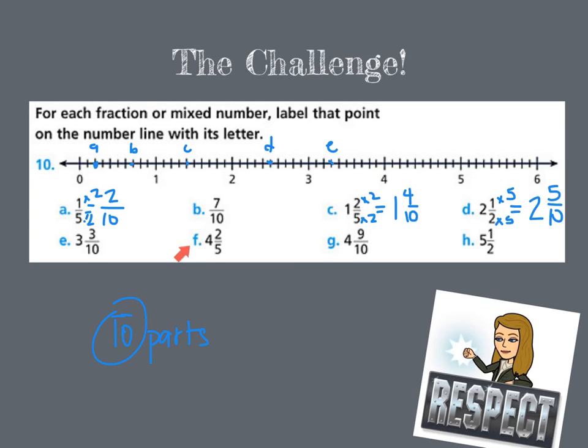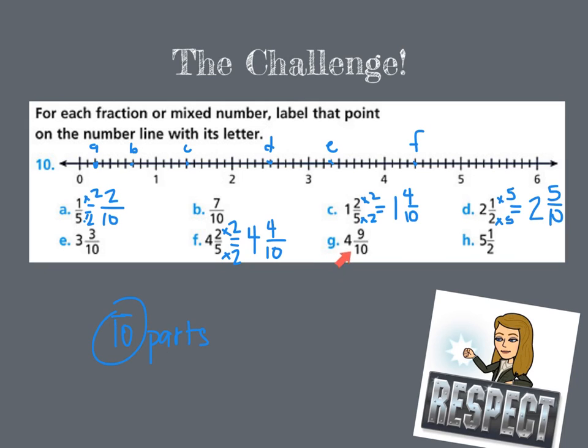The next one, F, is 4 and 2/5. So again, the whole number just hangs out while we do the work. Change it to tenths. 5 times 2 would give me 10, so I have to do 2 times 2 to get 4. All right, so this is 4 and 4/10. So past the whole number 4, 1, 2, 3, 4/10. All right, so point F is done.